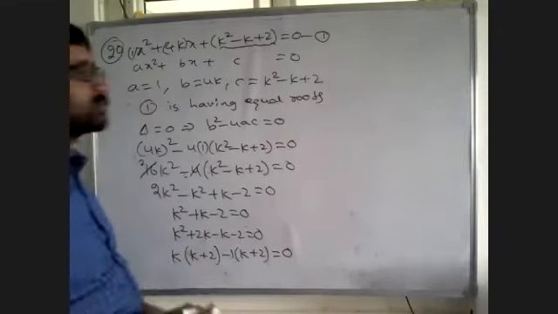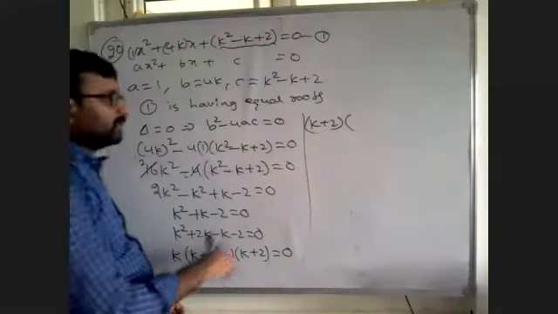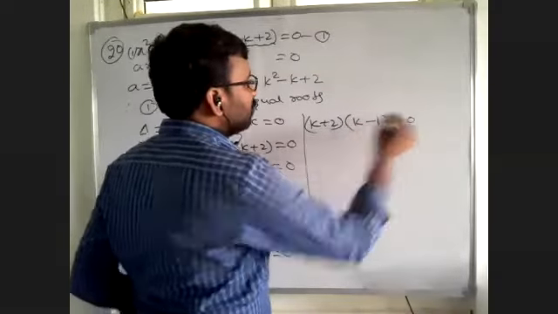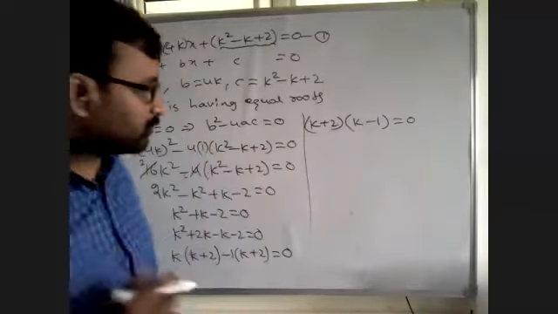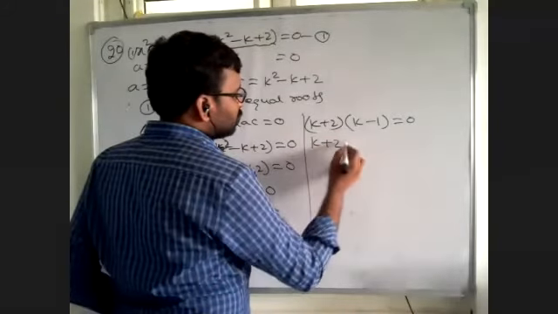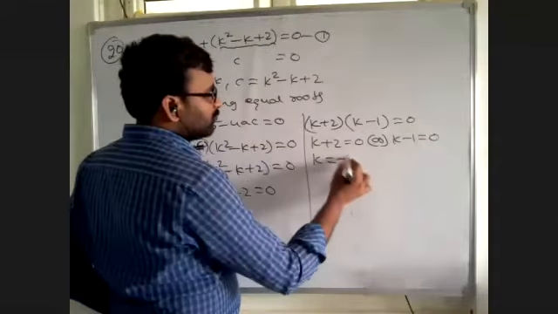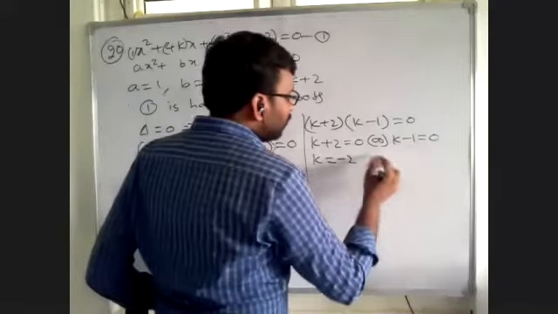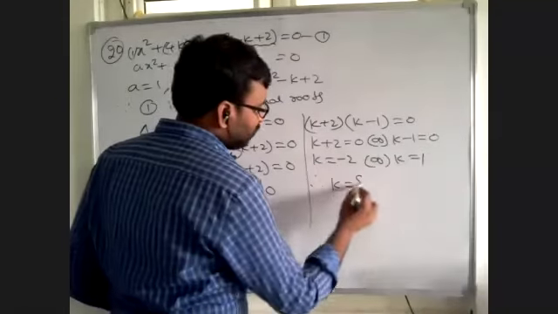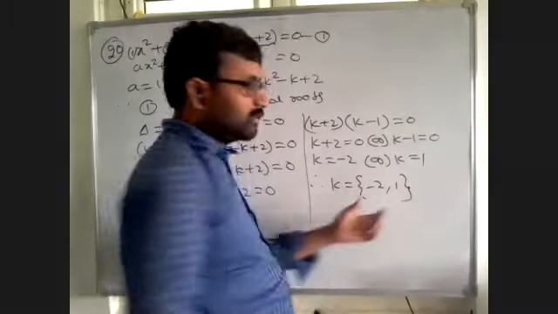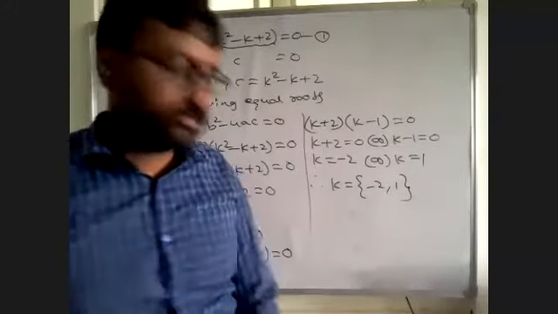Now we can take k plus 2 common. Taking k plus 2 common, remaining here k, here minus 1. k minus 1 is equal to 0. So now we have to apply the zero product rule. So that is k plus 2 is equal to 0 or k minus 1 is equal to 0. Now k is equal to minus 2, or k is equal to plus 1. Therefore the k values are minus 2 comma 1. Since only two numbers, we can use flower bracket. Okay, copy this. Yes, sir.